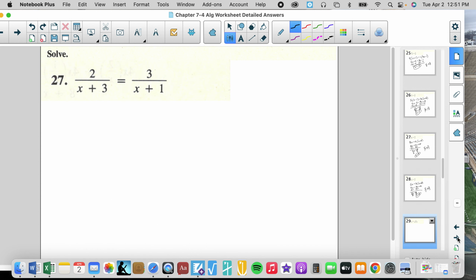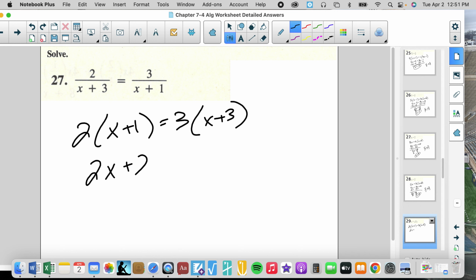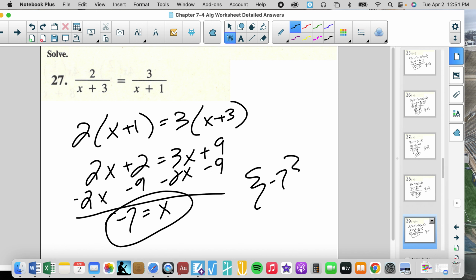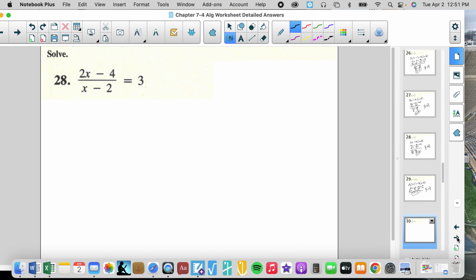Still a good solution. 2 times x plus 1 equals 3 times the quantity x plus 3. 2x plus 2, 3x plus 9, minus 2x, minus 9. Negative 7 equals x. Negative 7 doesn't give us a 0 value. That's okay.